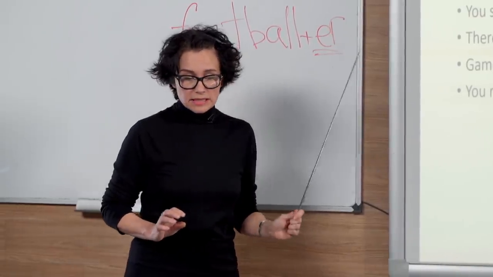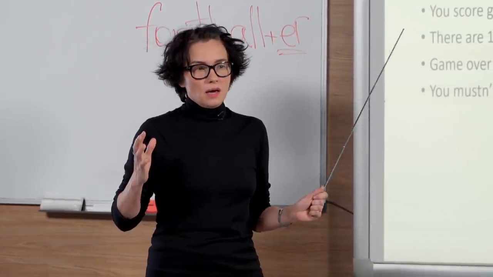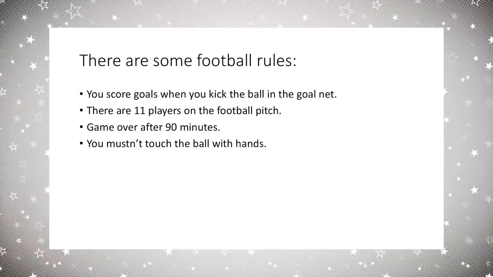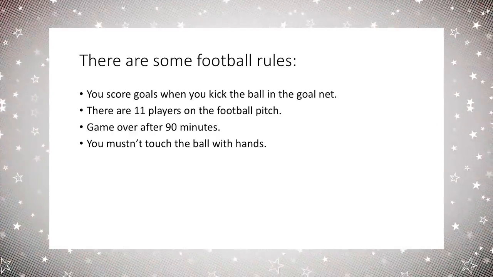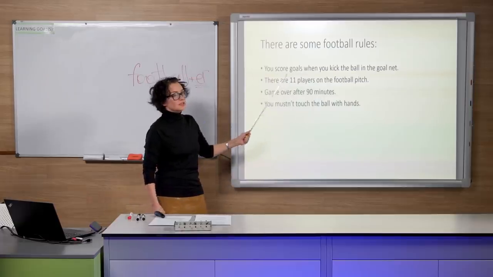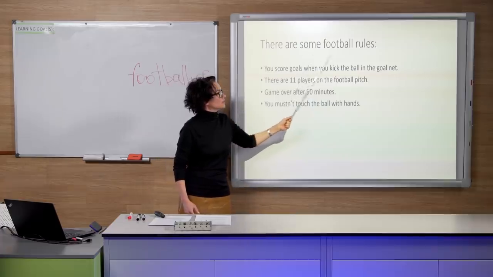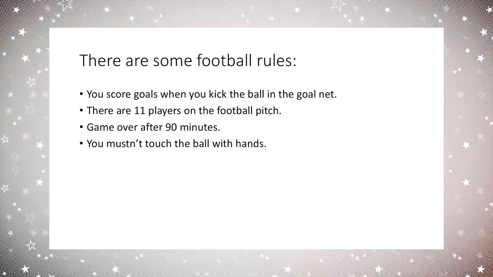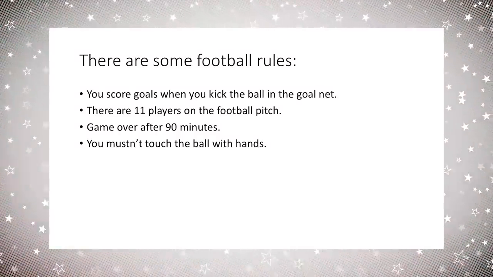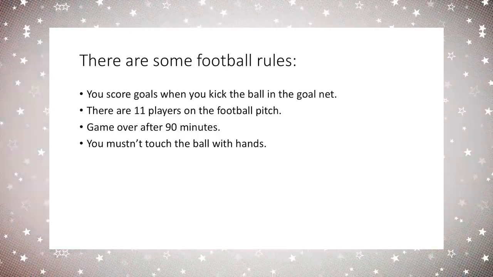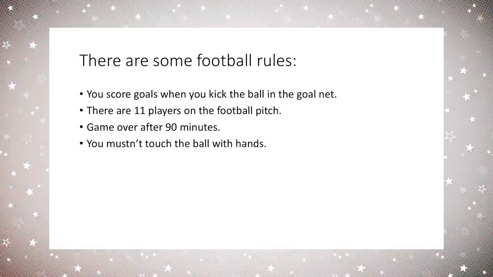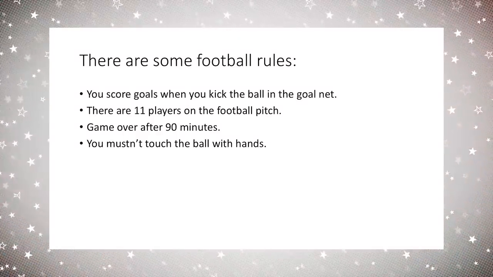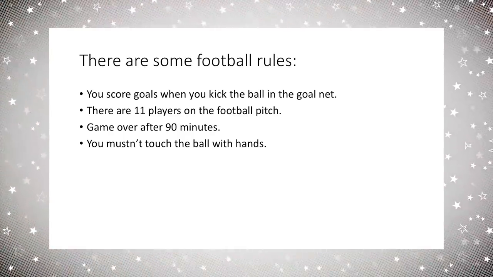And now, let's look at some football rules. Football is a game with 11 players. So we have several very simple rules. You score goals when you kick the ball in the goal net. There are 11 players on the football pitch. Game over after 90 minutes. You mustn't touch the ball with hands.